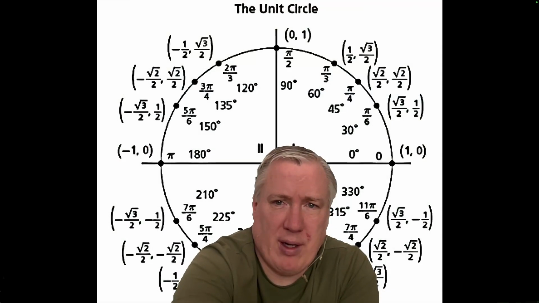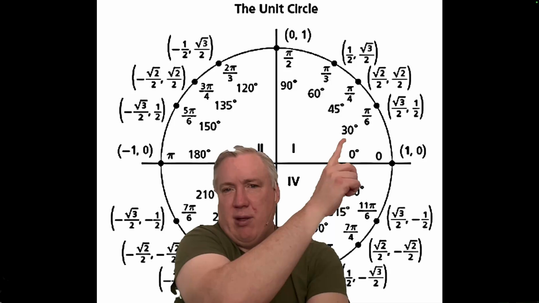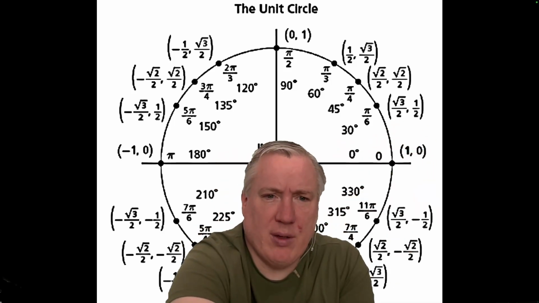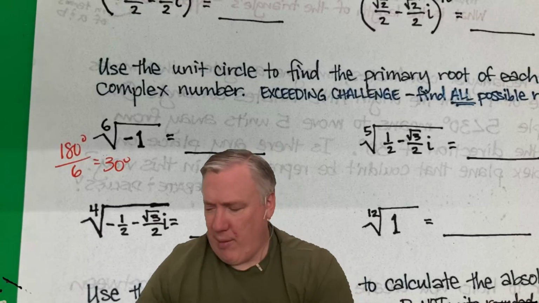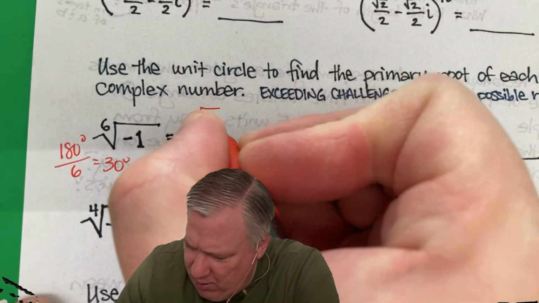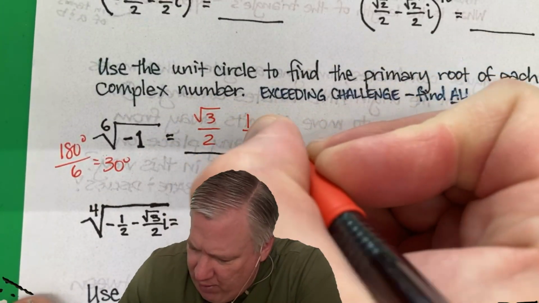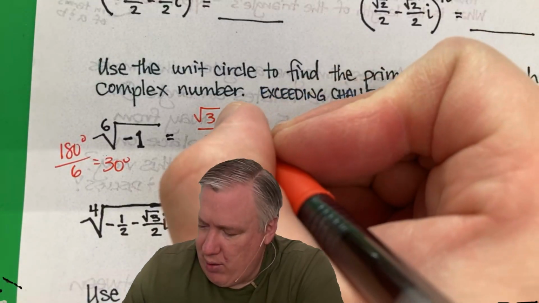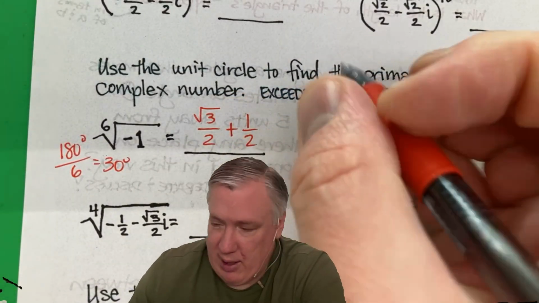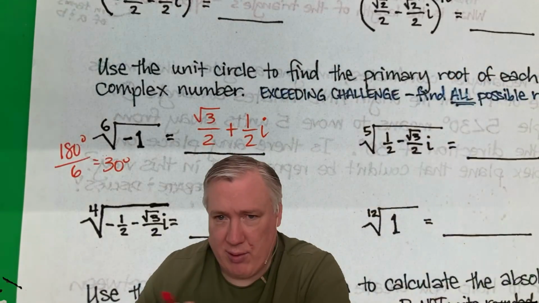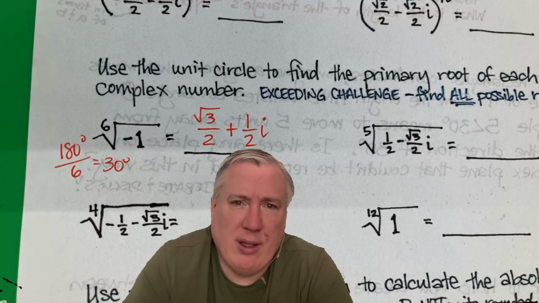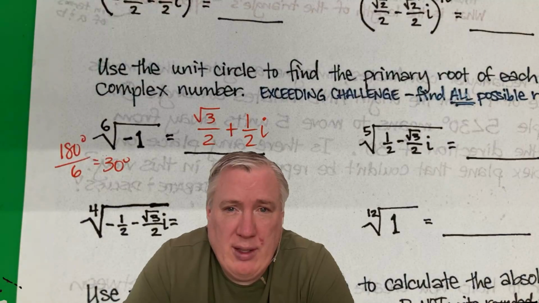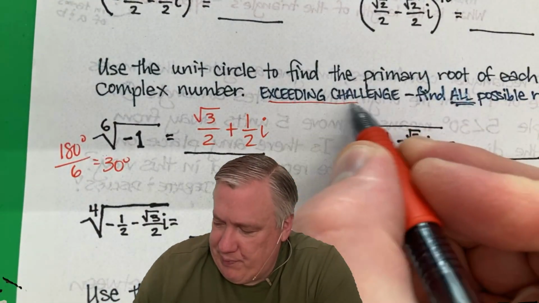So I go back over here, and right here is 30 degrees. Square root of 3 over 2 and 1/2. So when I go to write my answer, I'm going to write square root of 3 over 2 and 1/2. And then to finish it out, to write it in complex number form, that's positive, so I'm going to add that. And this one is my i direction, my up-down direction. And so that's the answer. That's how you do those. But there is here an exceeding challenge.